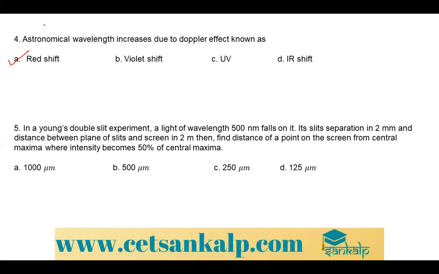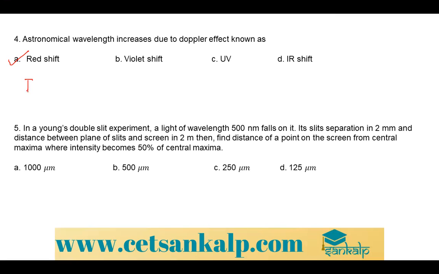Right. Next problem. In Young's double slit experiment, light of wavelength 500 nanometer falls on it. The slit separation is 2 mm and the distance between the plane of slits and the screen is 2 meter. Find the distance of the point on the screen from the central maxima where the intensity becomes 50% of the central maxima. You have to remember this condition.